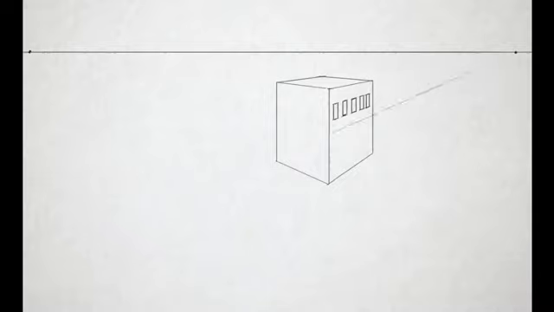Let's go ahead and add another row of windows. Again, two lines back to the vanishing point on the right. Now we'll add just a bit of shading to the windows so they look more like windows. Of course, you're free to embellish things a lot further than this. This is just a simple example.